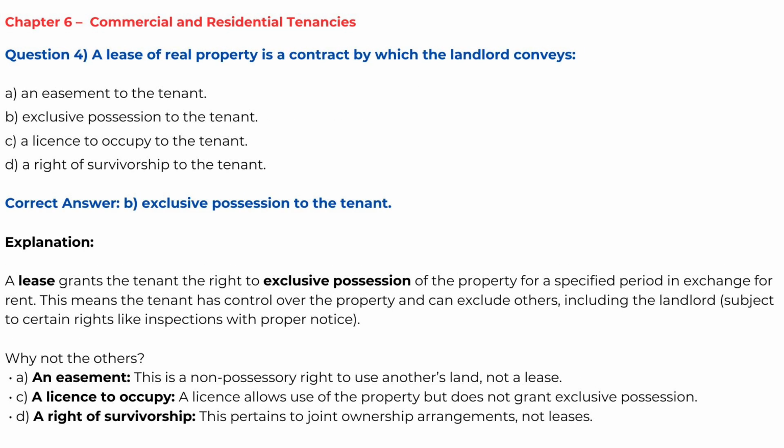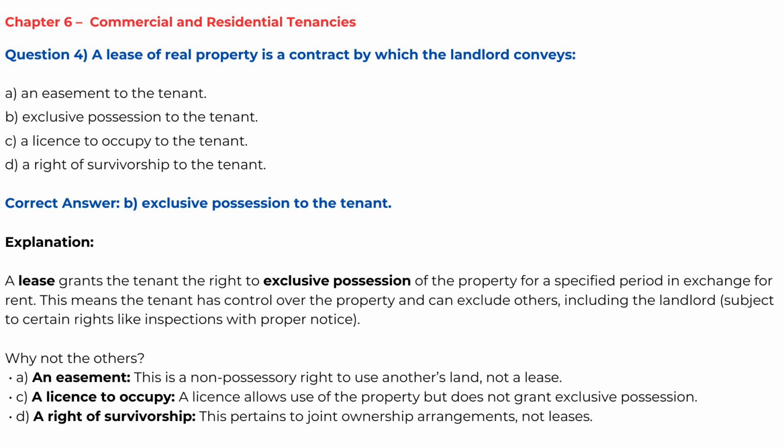Question 4. A lease of real property is a contract by which the landlord conveys. Correct answer. B. Exclusive possession to the tenant. Explanation. A lease grants the tenant the right to exclusive possession of the property for a specified period in exchange for rent. This means the tenant has control over the property and can exclude others, including the landlord, subject to certain rights like inspections with proper notice.